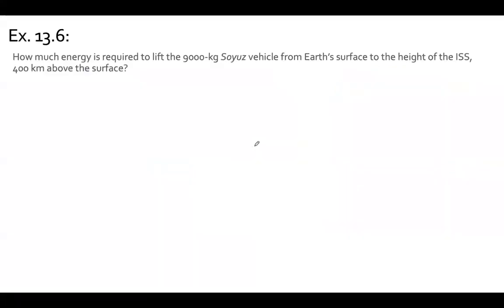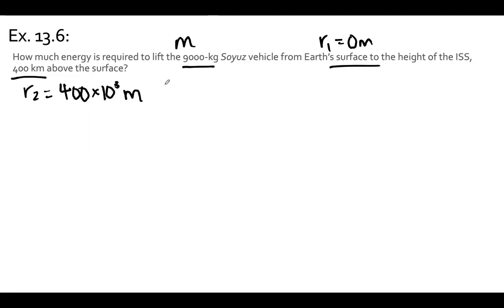So we can go ahead and put this into use with this first example, example 13.6. How much energy is required to lift the 900 kilogram Soyuz vehicle from Earth's surface to the height of the ISS, which is at 400 kilometers above the surface? Okay, so we have our mass. We have that it started at Earth's surface, so R1 would be equal to 0 meters. And then R2 is going to be the height of the ISS, or 400 kilometers, so 400 times 10 to the third meters.